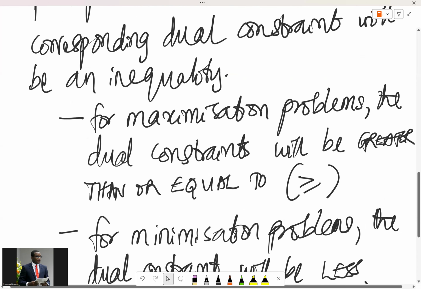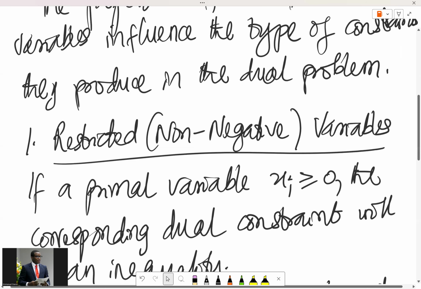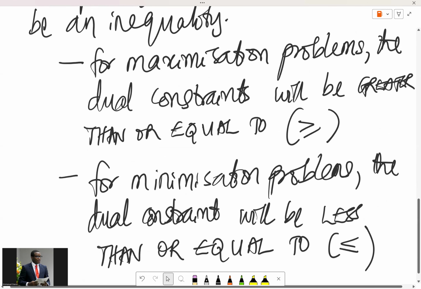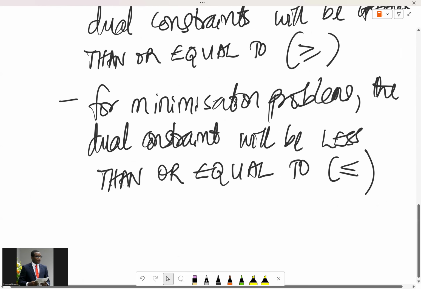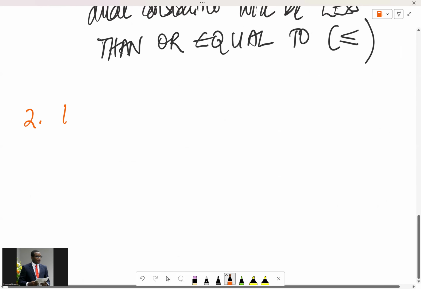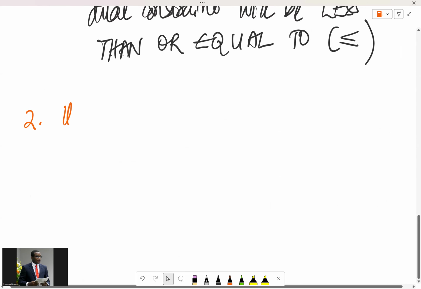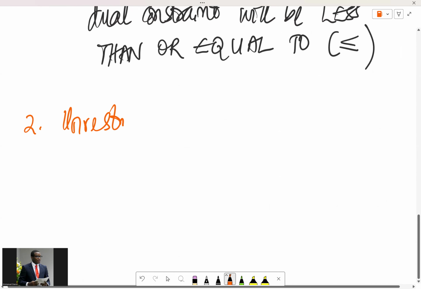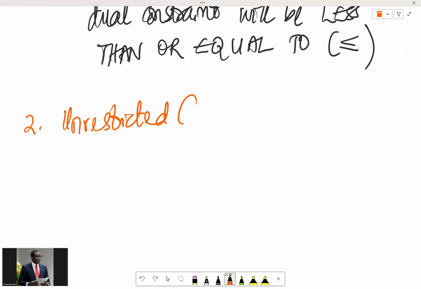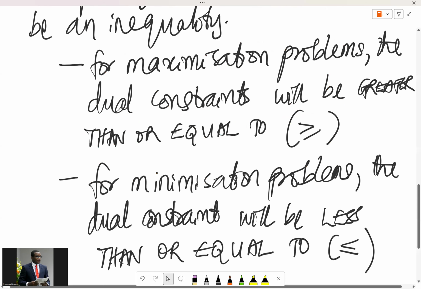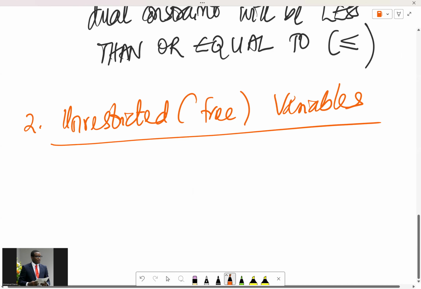So we can have restricted variables, but sometimes we can also have unrestricted, or free, variables. What that simply means is that the variable does not have to be positive. It can go in any direction. That's what unrestricted variables mean.